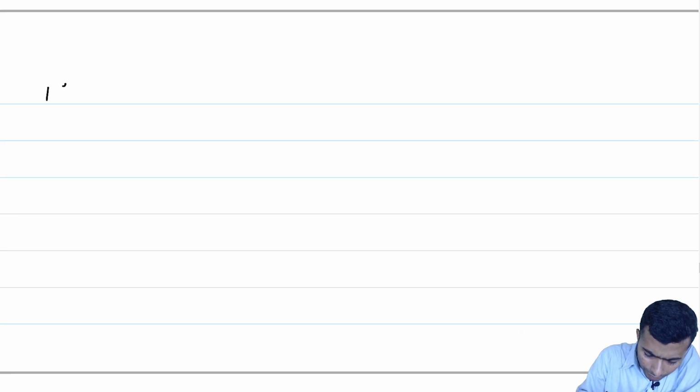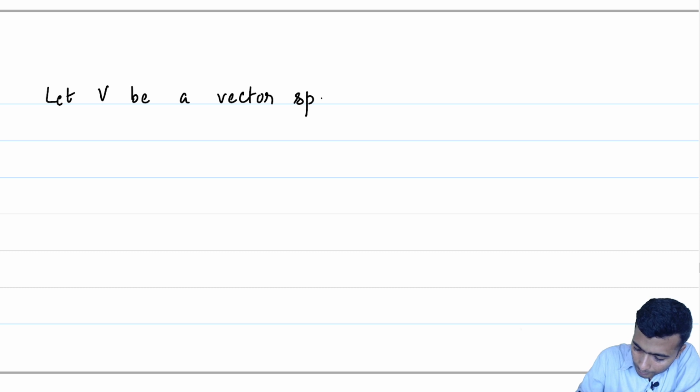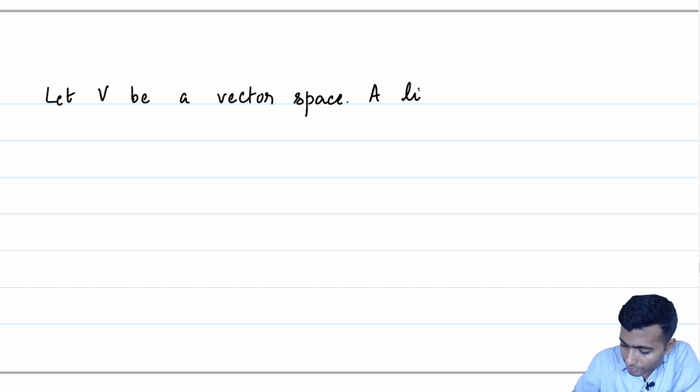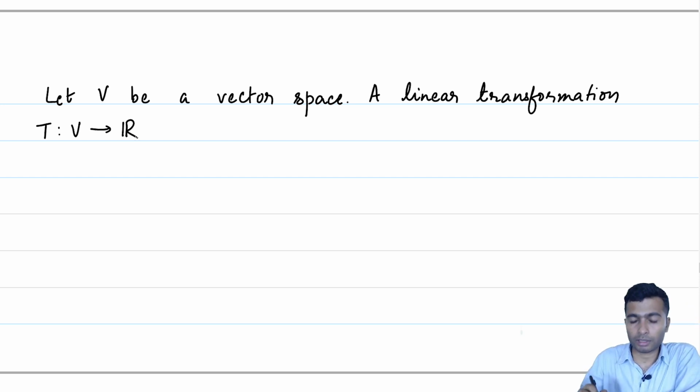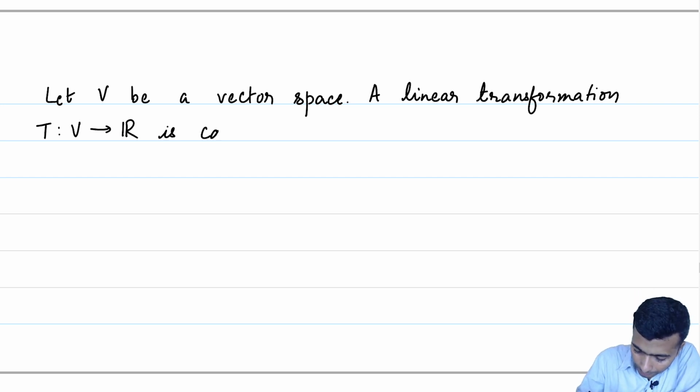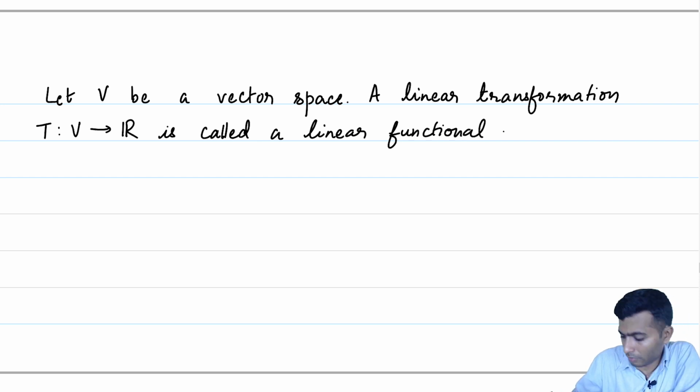So, let V be a vector space. A linear transformation T from V to R, very specifically into R, the codomain or the target or the range is R, is called a linear functional on V.